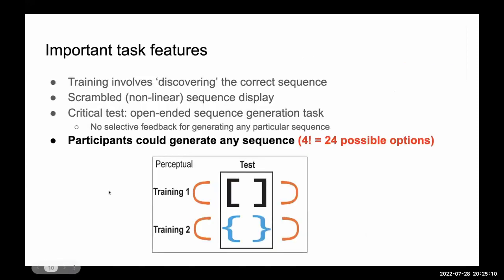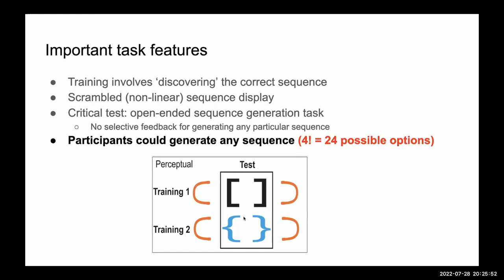Some important features of this task are, this training, as you see, involves discovering the correct sequence, so to speak. They're not told beforehand what the right order is. Even though I'll be showing you these lists arranged as linear sequences, they're scrambled up in a non-linear sequence display. And importantly, the test phase is where we have an open-ended sequence generation task. By open-ended, we mean that there's no selective feedback given for generating any particular sequence. Participants could generate any of the 4 factorial, that is 24, potential sequences.